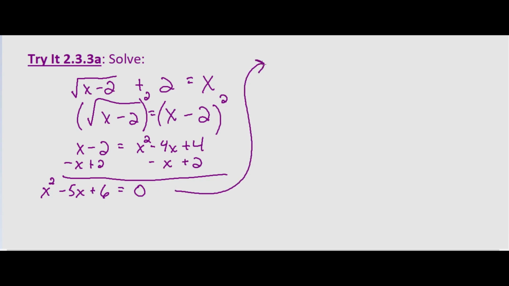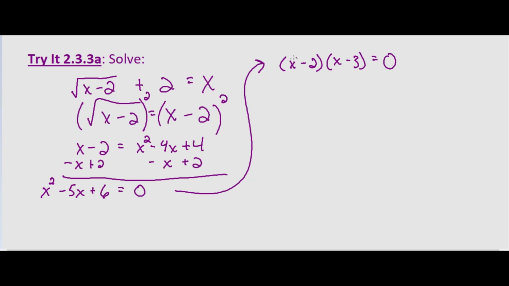Now we want to see, first off, our first option is, will this factor? So we want to know, are there any numbers that multiply to 6 that add to negative 5? Well, how about negative 2 and negative 3? Negative 2 plus negative 3 is negative 5, and negative 2 times negative 3 is 6. So we're going to end up having x minus 2 times x minus 3 equals 0.